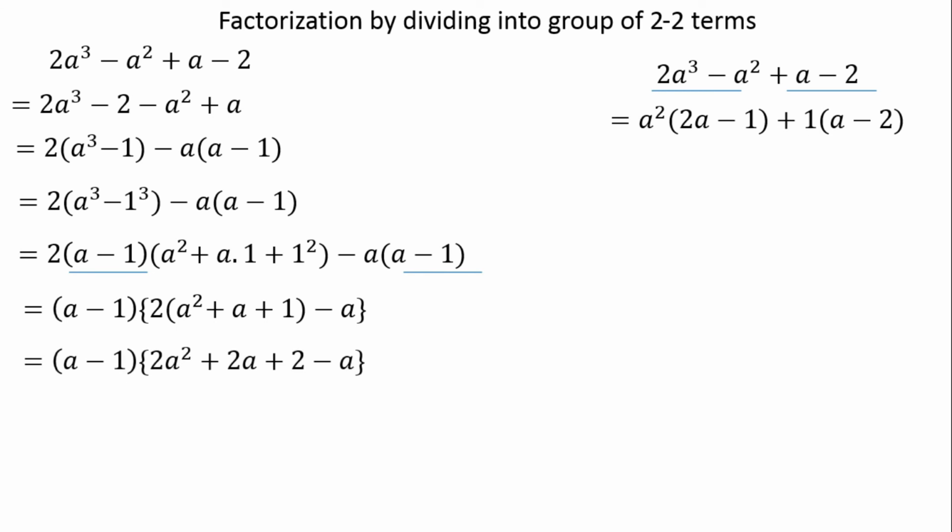Then we have 2 into a square, 2a square, 2 into a, 2a, 2 ones are 2, minus a, same. Then if we subtract 2a and a as like terms, then we have a minus 1 multiplied by a square plus a plus 2. In this way we can factorize this kind of expression.